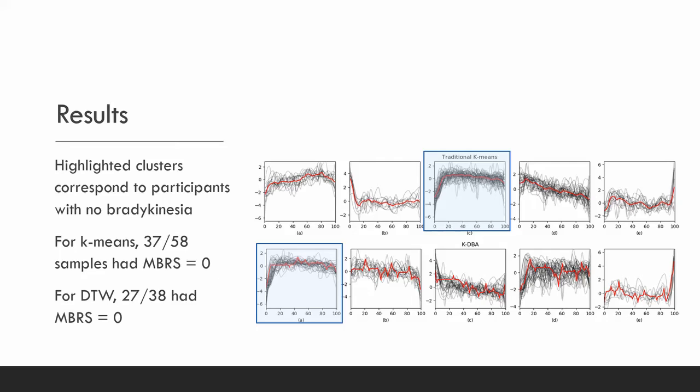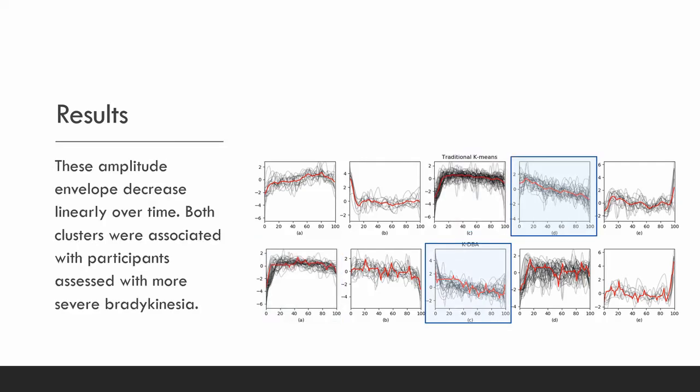For both standard k-means and the time warping equivalent, we see a cluster centre in which the amplitude is almost unchanging throughout. As expected, the envelope corresponding to standard k-means is smoother than the time warping clustering. When we examine the constituent time series, in both cases, the clusters primarily represented are those who had no bradykinesia, a score of 0. For both methods, we also see a cluster centre in which there is gradual decline in amplitude over time. Both of these clusters were associated with participants who had been rated with more severe bradykinesia.